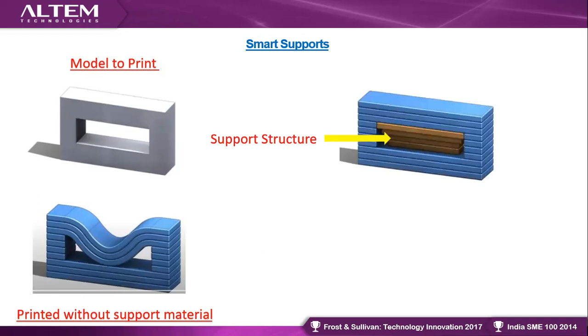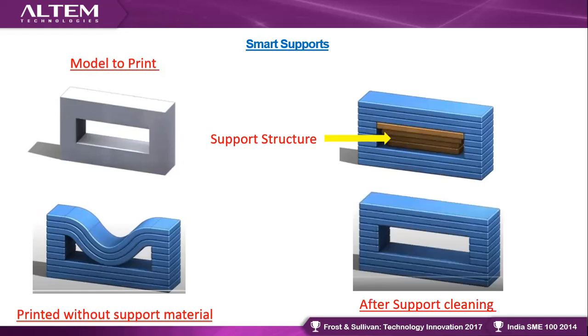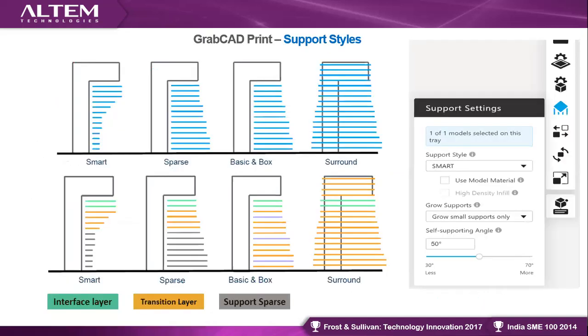So basically this is a smart support structure, and this is your final model. This is the importance of support, just the introduction of support. And the support styles: you have basically five or six support types available in the software. The first one is smart, which, as you all know, just grows like a tree. Then the sparse option, the basic and box option, and the surround option.